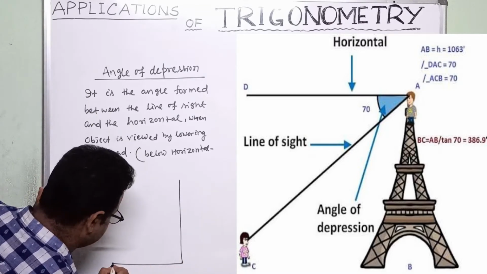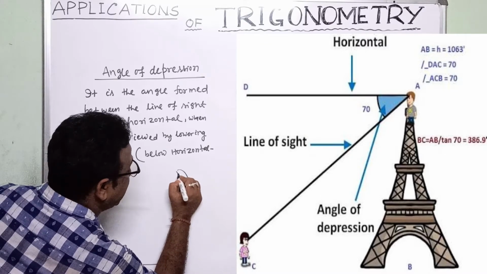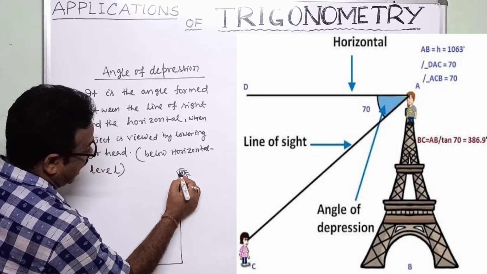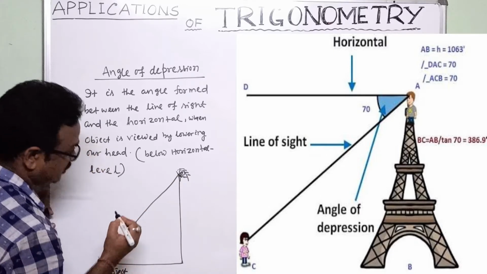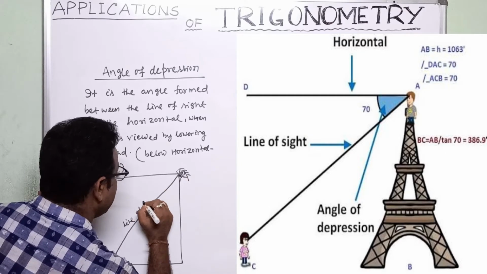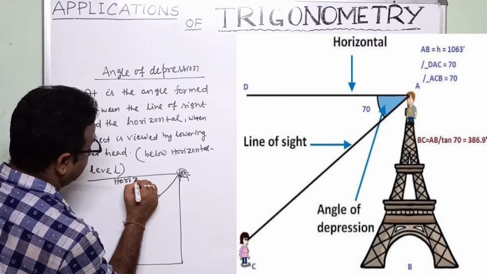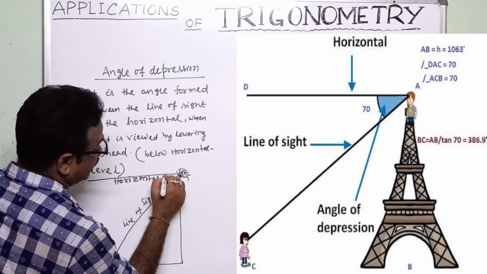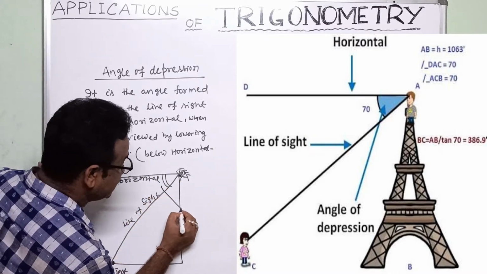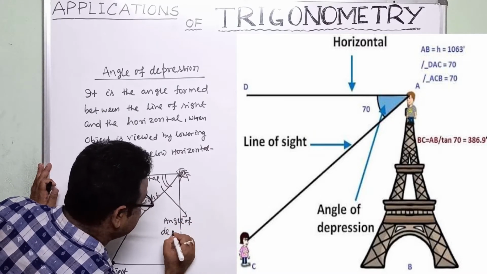So how? Now this is your object, and here is the position of the eye. Now you are looking from the eye to the object. Now see, this is your line of sight, and this is your horizontal. Now the angle formed between the horizontal and the line of sight, this angle is called your angle of depression.